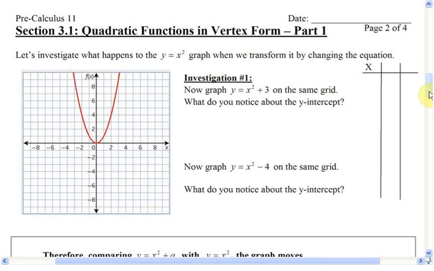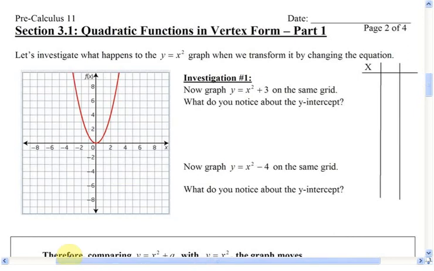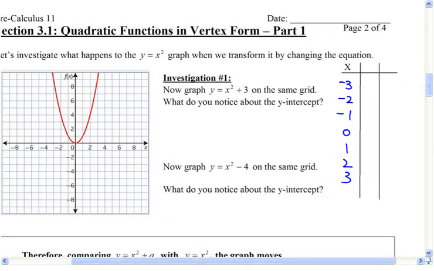So I would like you to do the following, please. Okay? Let's use those same x values, -3, -2, -1, 0, 1, 2, 3. And I'd like you to find the corresponding y values. Now notice I gave you 2 equations here. So the first one, I want you to use y equals x squared plus 3. And I want you to find the table of values for that. Okay? And then if you're fast, you can then do the next one, y equals x squared minus 4, do the same thing. And then I'd like you to plot the actual coordinates on your grid, because I want to see the difference in the graphs.